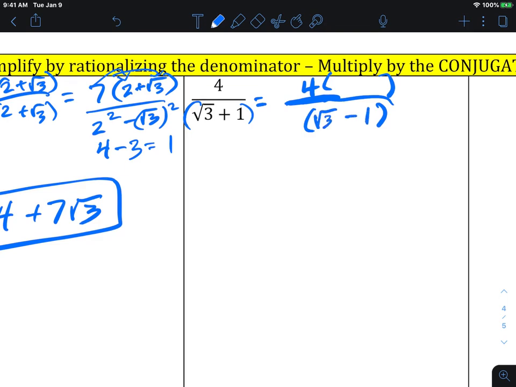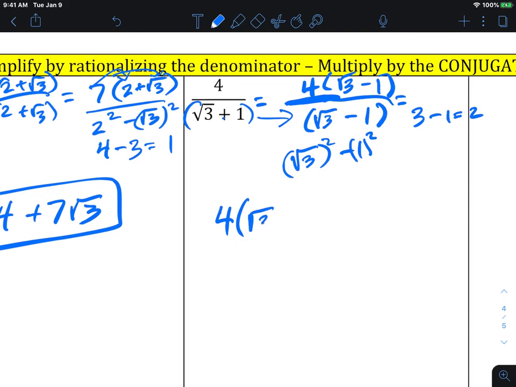Wait, does it matter? No, it doesn't matter, the order. We could switch it up if we wanted to. We're just going to leave it like that, okay? All right. Radical 3 minus 1 on the top. All right, so when I do the multiplying here, just work on the bottom first. All right, so we're going to multiply the bottom times the bottom. That's going to give us a squared, radical 3 squared, minus 1 squared. All right, so that's going to be 3 minus 1. Hey, that's 2. So I'm going to have 4 times radical 3 minus 1 divided by 2.